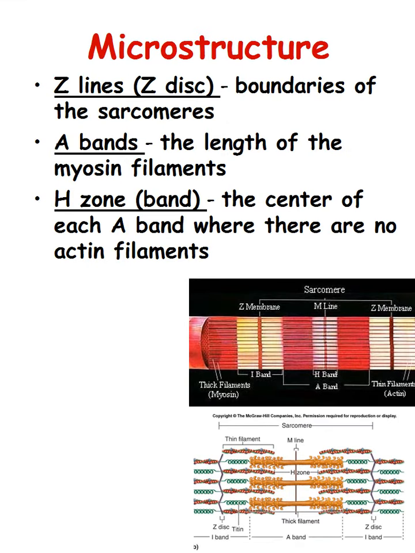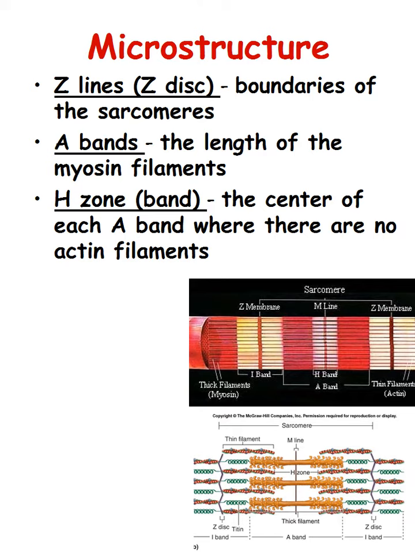Each sarcomere has a striated appearance to it, and these are due to different regions of the sarcomere itself. And so the Z lines are going to be the thin transverse protein structures that are going to be the boundaries of the sarcomeres. And so these are going to be in the center of the I bands that serve as attachment sites for the thin actin filaments.